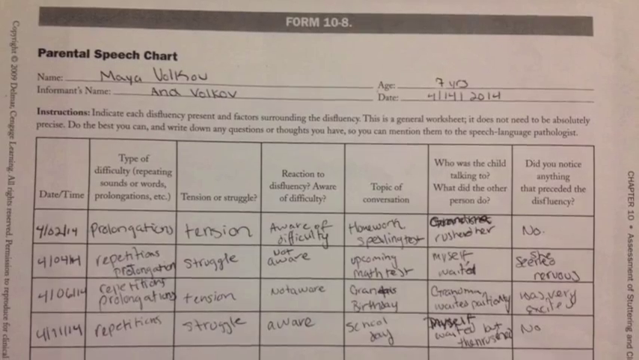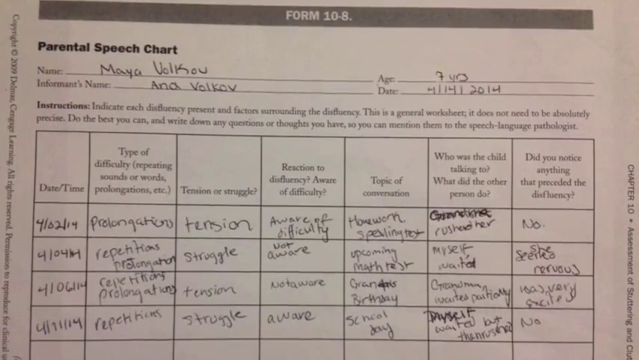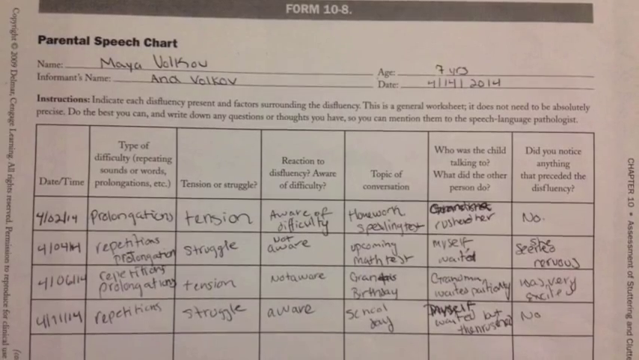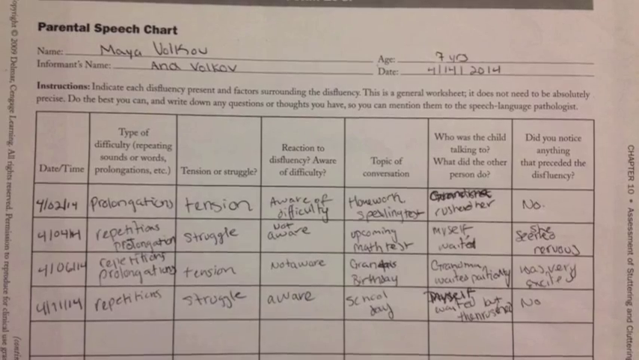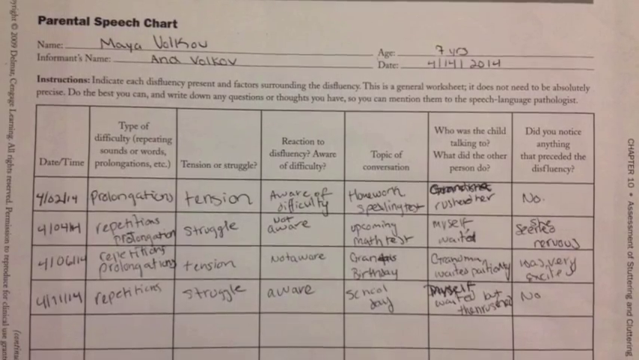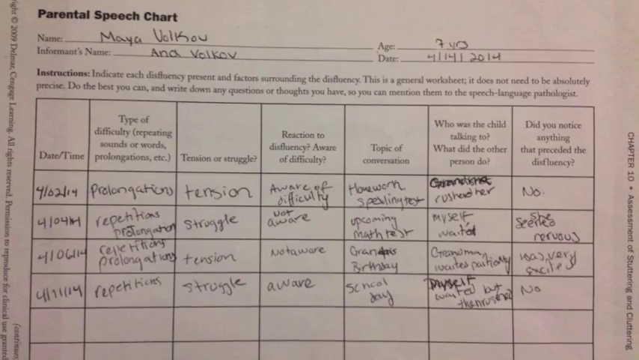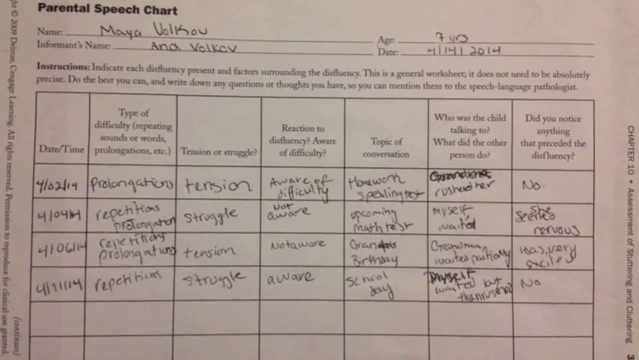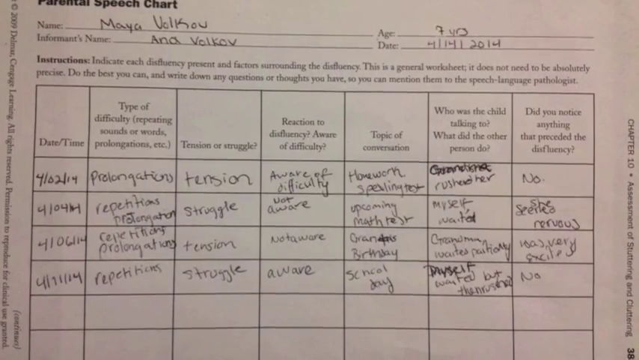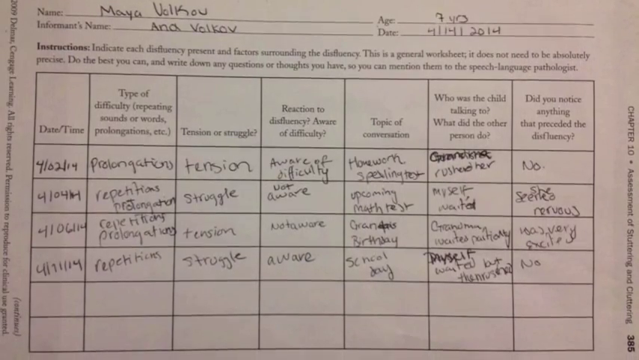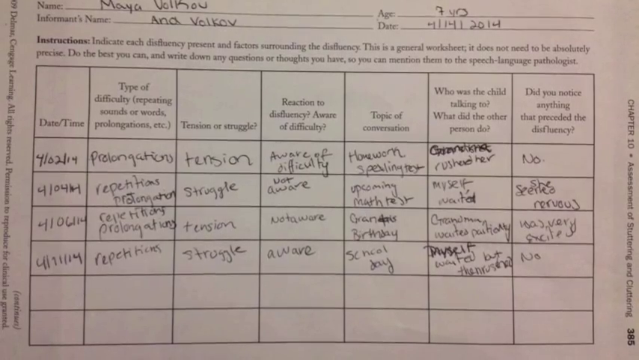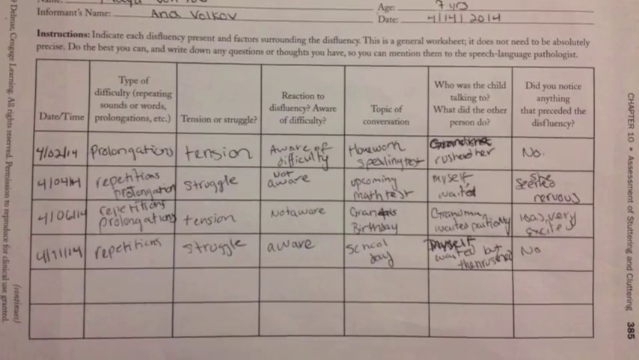The parental speech chart is a chart that a parent can use in order to track their child's disfluencies and the circumstances under which each one took place. It allows the parent to keep track of the child's speech and notate any questions or concerns to later address with the clinician. The parental speech chart looks at the date and time of the disfluency, the type of difficulty, if there was tension or struggle present, the child's reaction to the disfluency, their awareness of the difficulty, the topic of conversation, the child's communicative partner and their reaction to the disfluency, and if the parent noticed anything that preceded the disfluency.